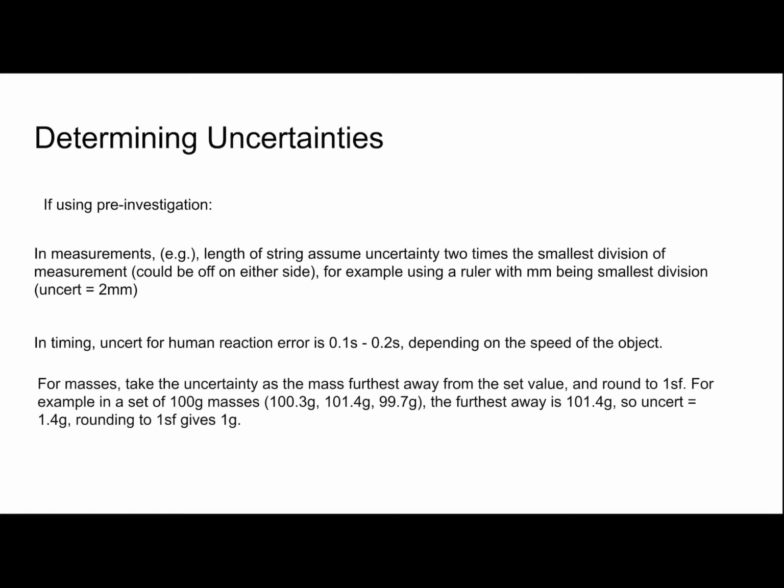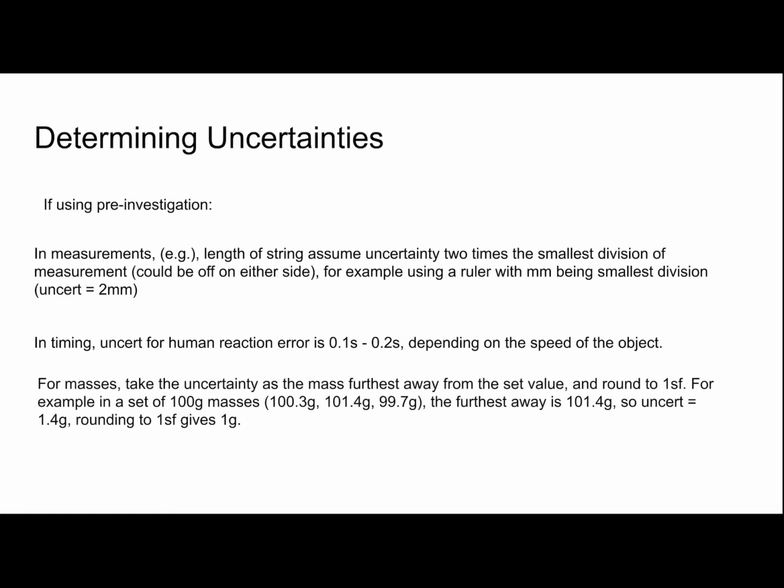Right, so if you're using masses, we should take the uncertainty of the mass furthest away from the set value and round to 1SF. For example, if we have 10 masses in a 100-gram set, let's just say we have three examples: 100.3 grams, 101.4 grams, 99.7 grams. The furthest weight away from 100 grams in this case is 101.4 grams, which means that the uncertainty is 1.4 grams, but we have to round.